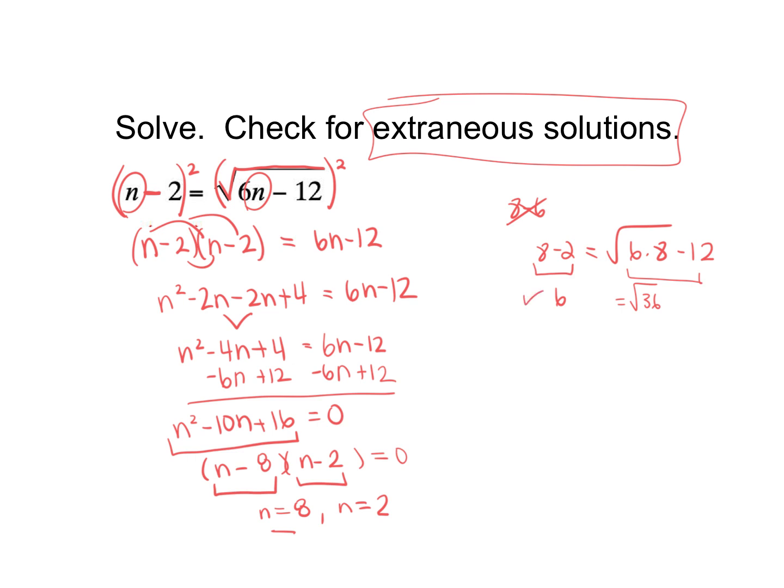And let's try 2. I have 2 minus 2. And then I have 6 times 2 minus 12. So yes, I get 0 equals 0 because the square root of 0 is equal to 0. So both of these do check out, which is why it's important to always check your answers. So that is the only new type of problem that you see. If you want to see another review problem where you have an extraneous solution, you can watch the next slide.